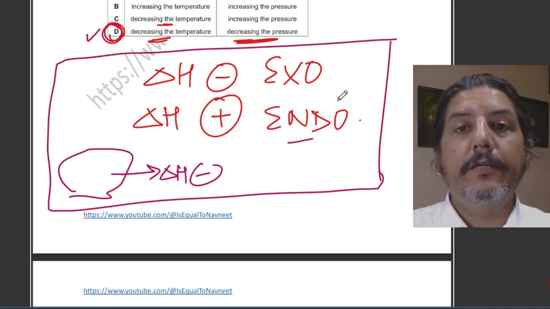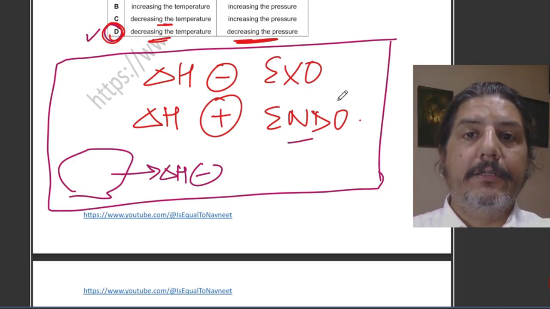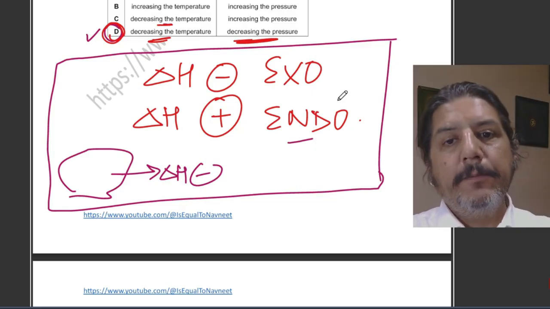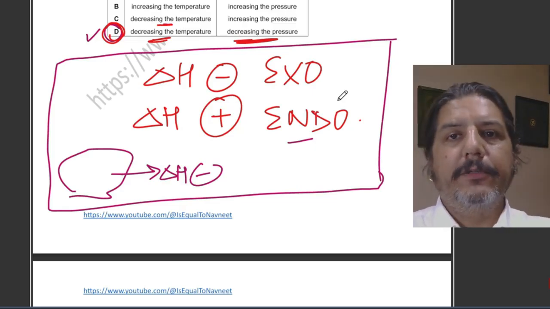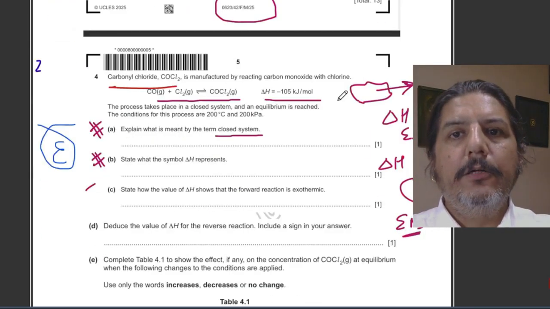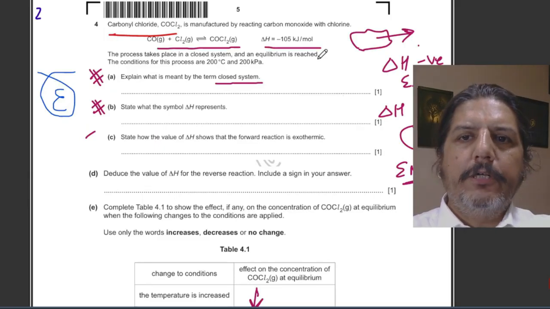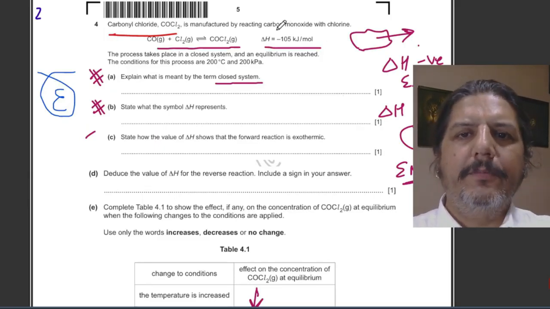You would have read this in the chemical energetics chapter. I have done a detailed lecture on that. You'll see the link of the lecture in the comment section or in the description box. Do have a look at that. So delta H is negative implies this is an exothermic reaction.